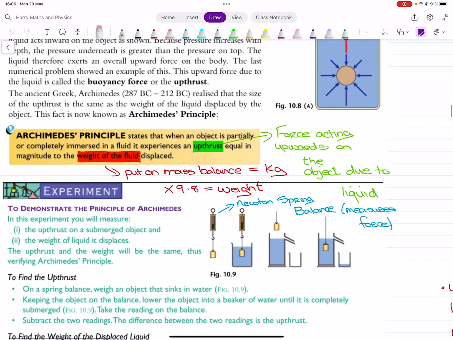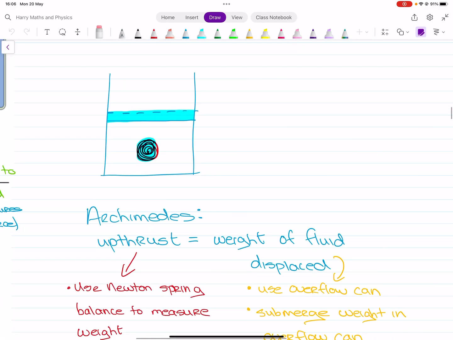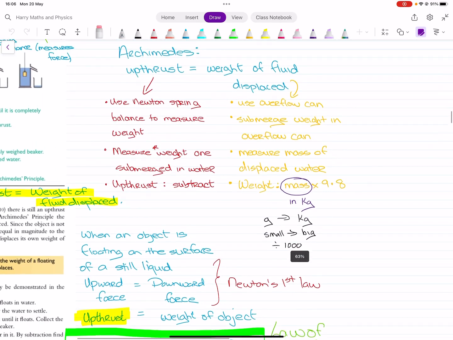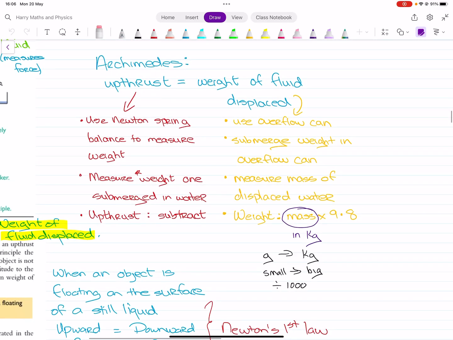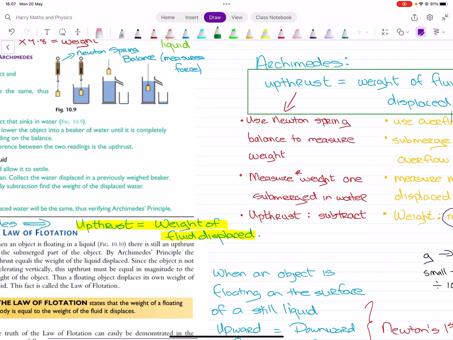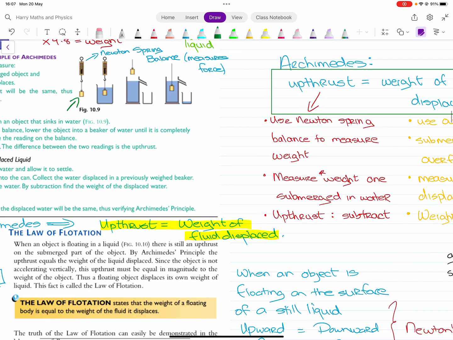So Archimedes' principle you need to know. So I have a nice little version of it done out here. Here's one I made earlier. So Archimedes' principle, the statement is that the upthrust is equal to the weight of the fluid displaced. You have to then be able to explain that experimentally. So the way we get the upthrust is you use a Newton spring balance and you hang a weight off it. So like this here. And the Newton spring balance will tell you the weight. You can normally read it in newtons.